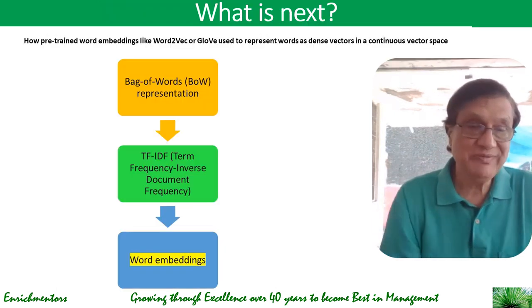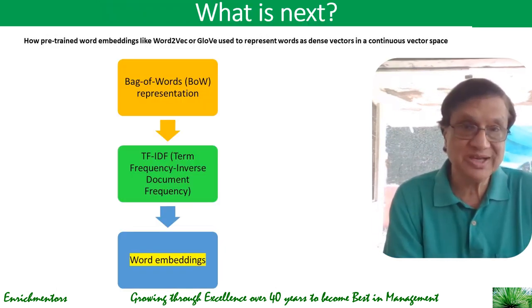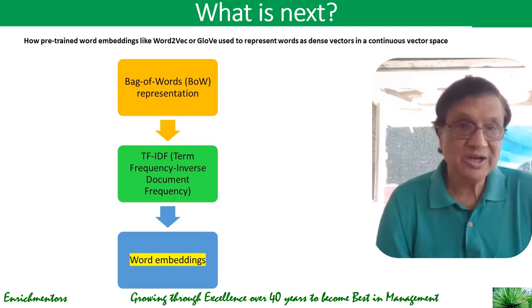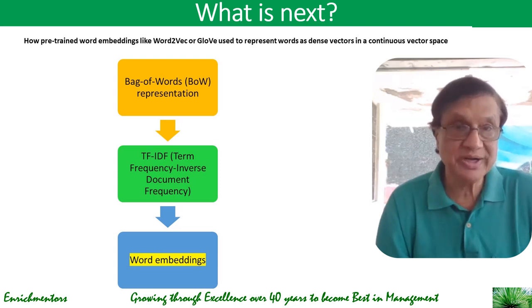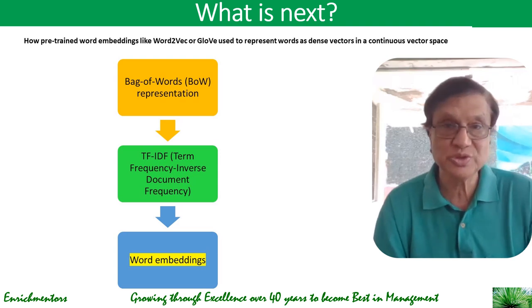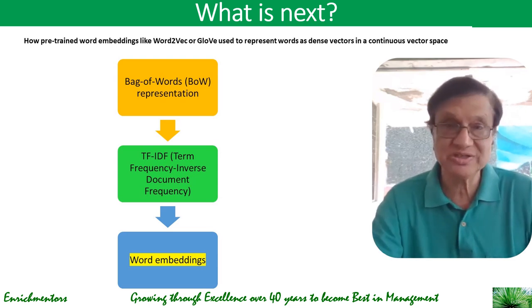What is next? Having looked at these 2 things in this example of how this company did their analysis, we will look at how they used word embeddings, how pre-trained word embeddings like word2vec and GloVe were used to represent words in a dense, continuous vector space, in the next lecture, and what further steps they carried out.